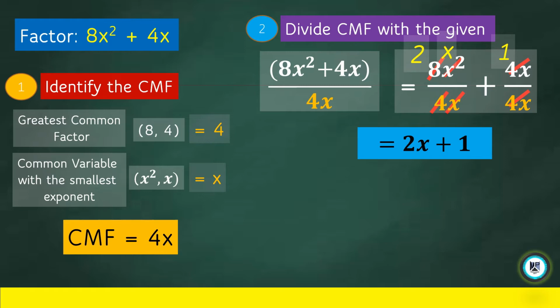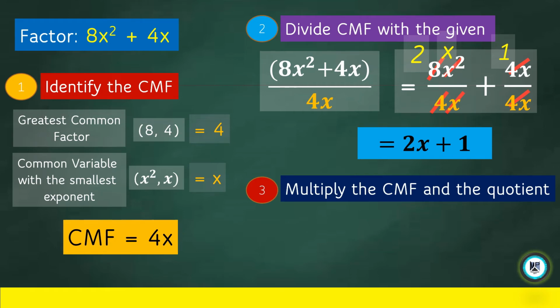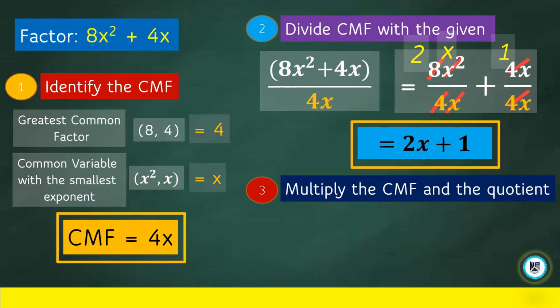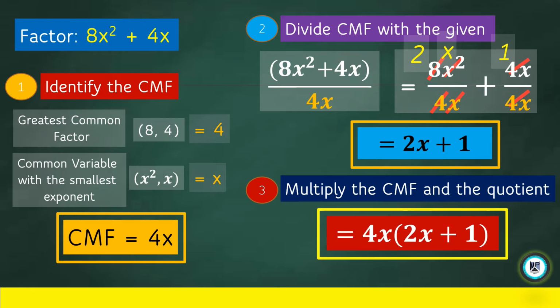For our last step, we combine by multiplying the common monomial factor and the quotient derived. Our final answer is the product of 4x and 2x plus 1. And we are done with the first. Let us try another one.